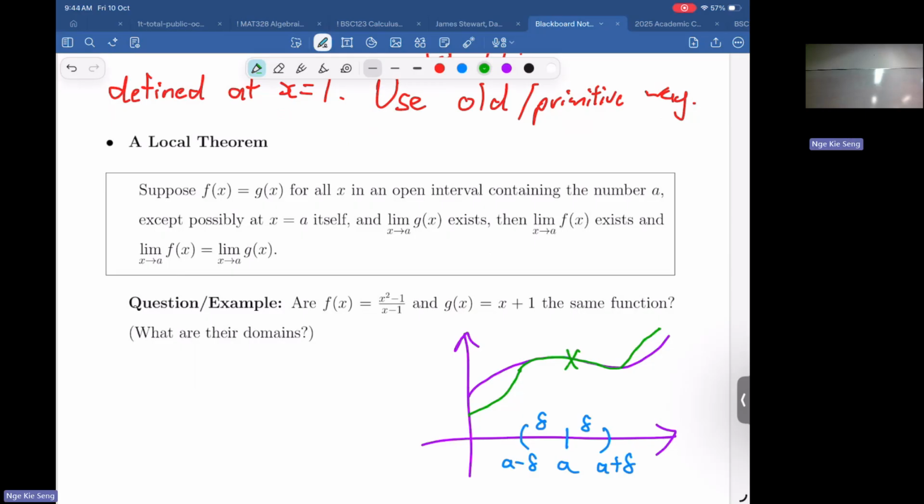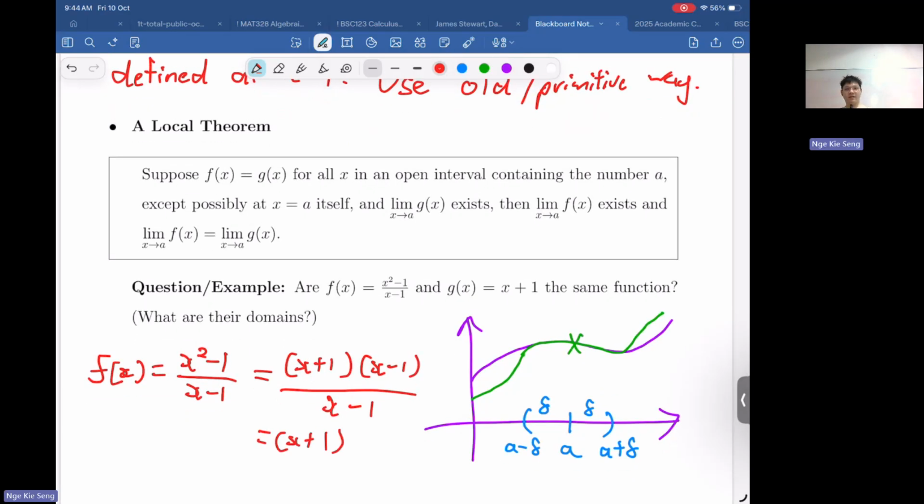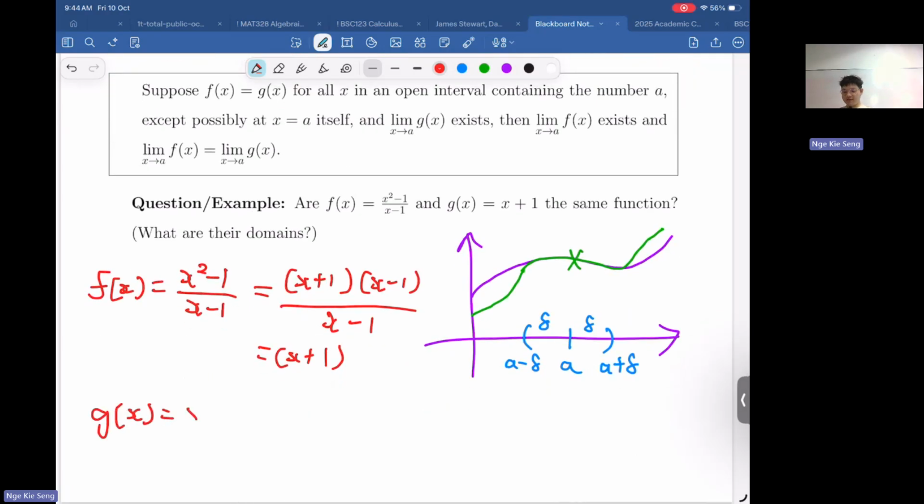So the question here is, are these two the same function or not? Any idea? Same? Why do you say they are the same? Just factorize, okay, good. Let's see if we factorize. You get x plus 1. But on the other side, x plus 1 as well. Seemingly the same.